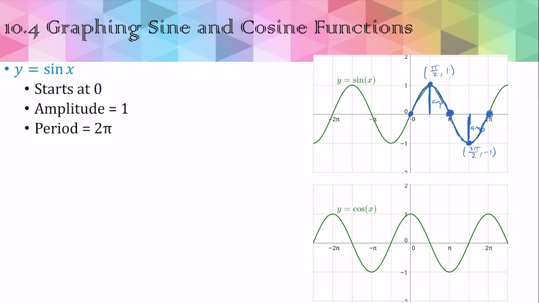Cosine looks very similar. It's just sine but shifted. It starts at the highest point at 1. The amplitude is still 1. The distance between the middle and the highest is still the amplitude. And between the middle and the lowest point is the amplitude.